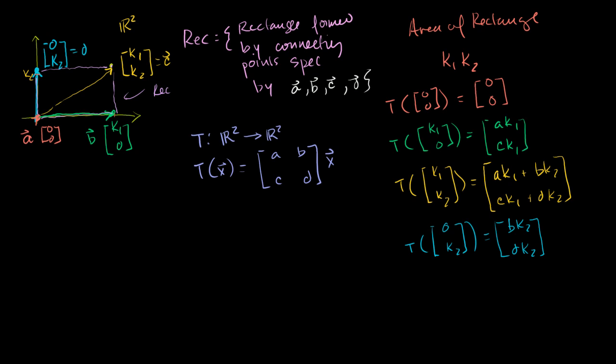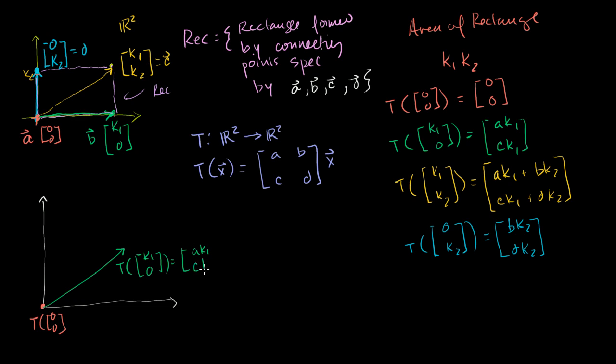Let me redraw my axes. So this is my vertical axis right there. This is my horizontal axis right there. And so A gets mapped to the 0 vector right there. So this is the transformation of 0, 0, like that. Now what does the vector B get transformed to? The vector B gets transformed to ak1, ck1. So let me draw it like this. The vector B gets transformed to something that looks like this, where this is the transformation of k1 and 0, which is equal to ak1, ck1.